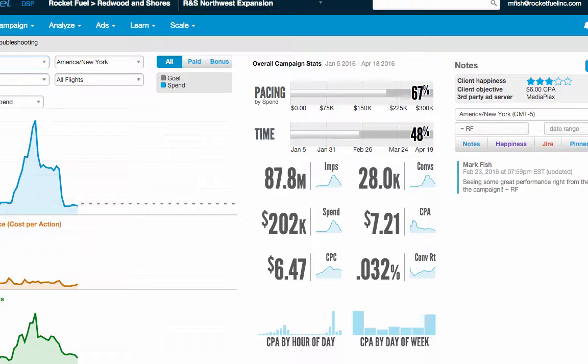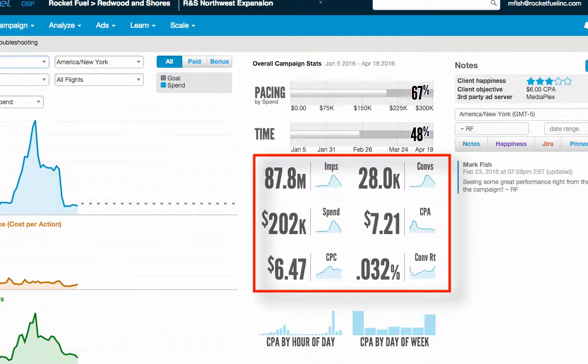Now let's look at the 6 KPIs or key performance indicators shown here in the middle. The first KPI is the total number of impressions for this campaign to date. Below that, we have the total spend for this campaign to date. Next, we have CPC, which stands for cost per click, and here we see the total average cost per click for this campaign to date.